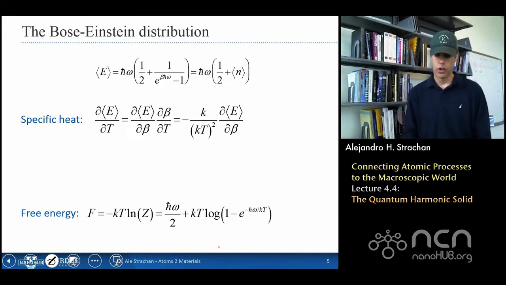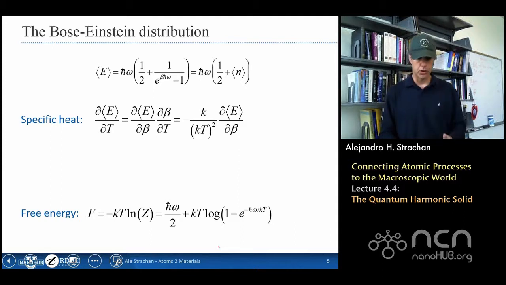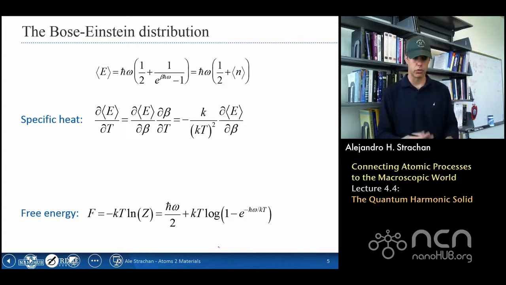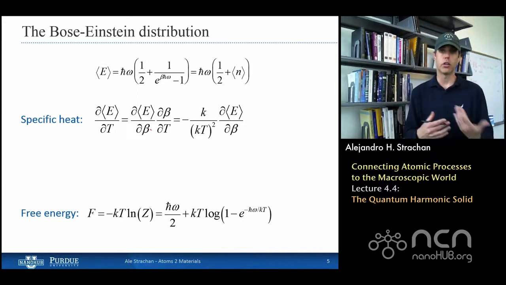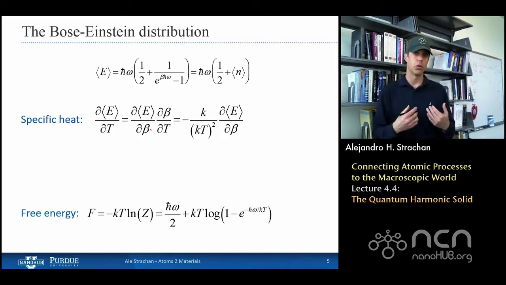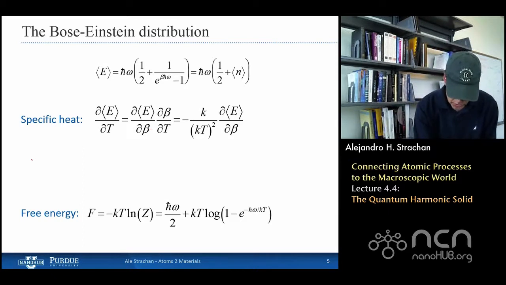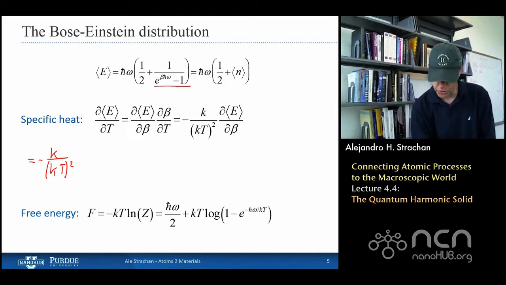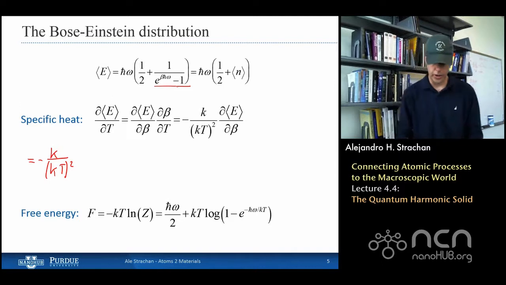So I have an energy now as a function of temperature. I can compute the specific heat, as you see there. Specific heat is the derivative of the energy with respect to temperature. I'm going to do that in 2 steps. I'm going to take derivative with respect to beta, and then derivative of beta with respect to temperature. So let's write it down. Okay, I'm going to have negative k over kT squared, and I have to take the derivative of this expression with respect to beta.